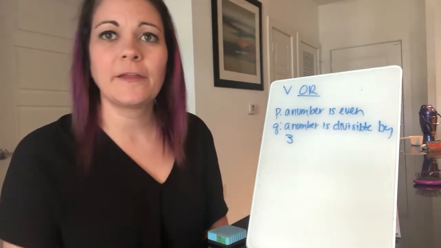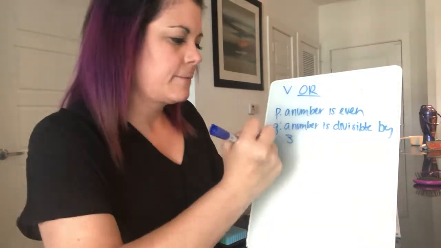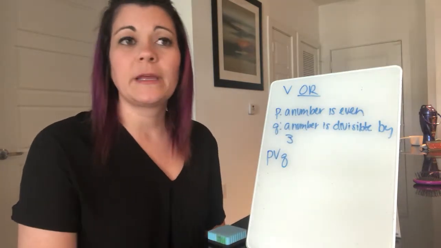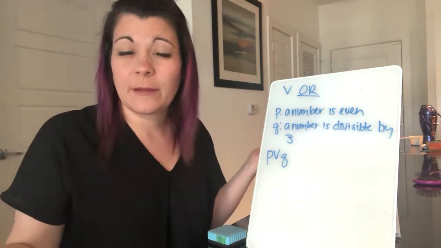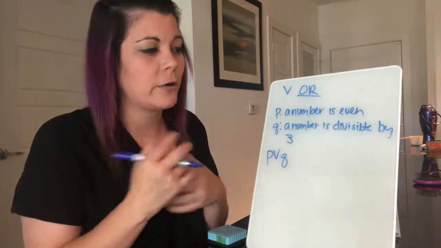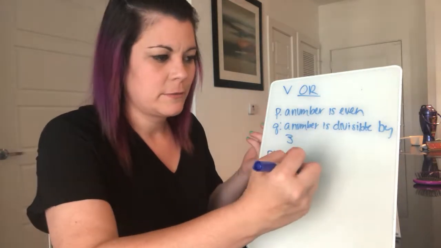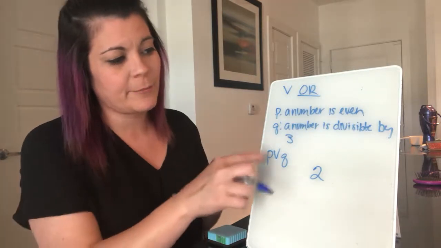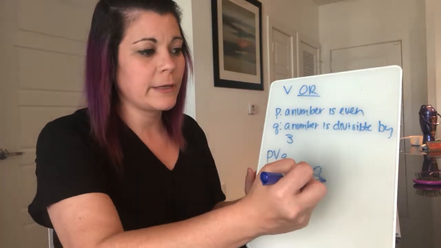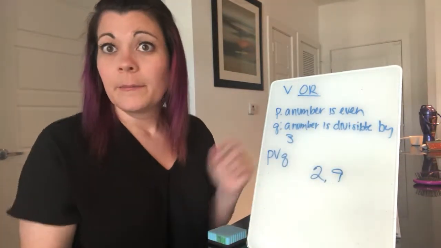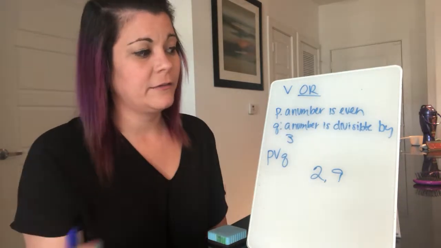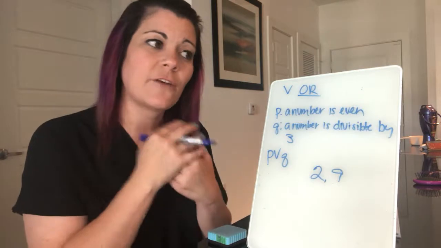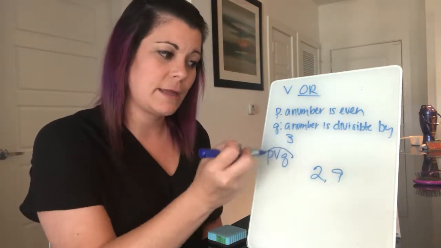So if I have those statements and I write that I want to find P or Q, that just means I just have to satisfy one of these statements. So I could pick an even number, 2. 2 would be an even number, so it satisfies P, so this is an answer to P or Q. Or I could pick 9, because that satisfies just Q, but not P. But it doesn't matter. It only has to satisfy one of the statements since it's P or Q.